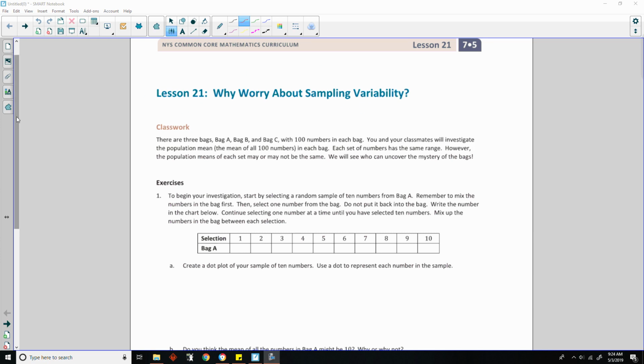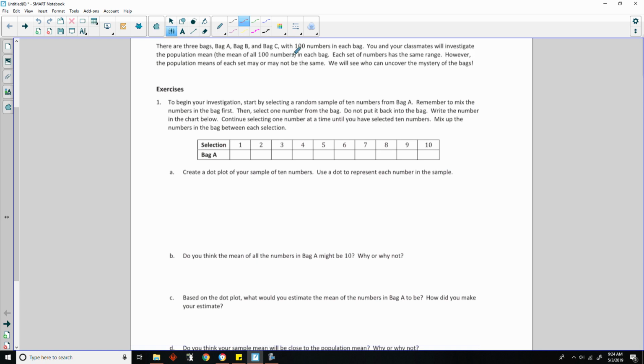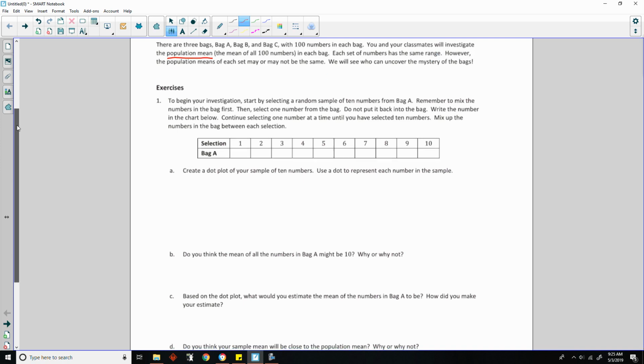Classwork. There are 3 bags, bag A, bag B, and bag C, with 100 numbers in each bag. You and your classmates will investigate the population mean. When they say population mean, it's the mean of all 100 numbers in each bag. Each set of numbers has the same range. However, the population means of each set may or may not be the same. We will see who can uncover the mystery of the bags.